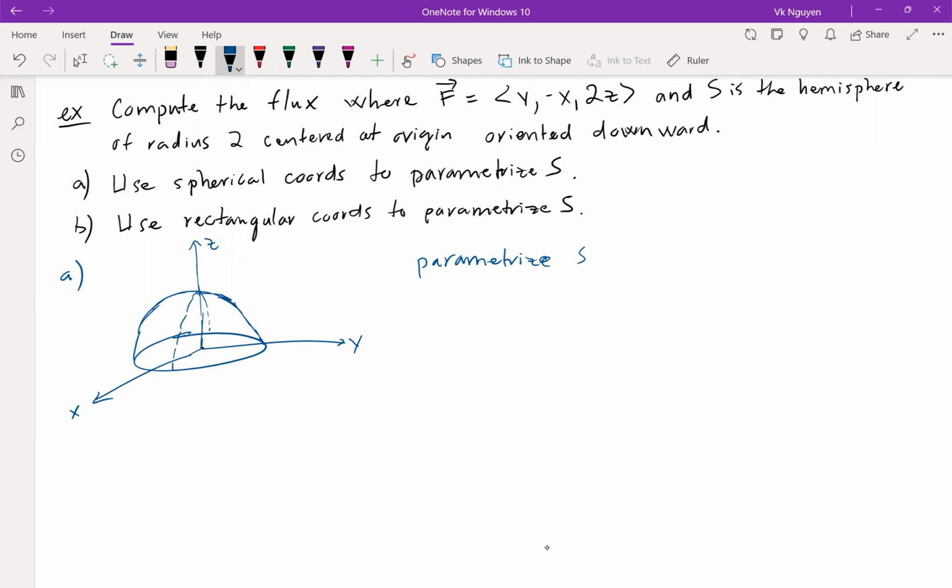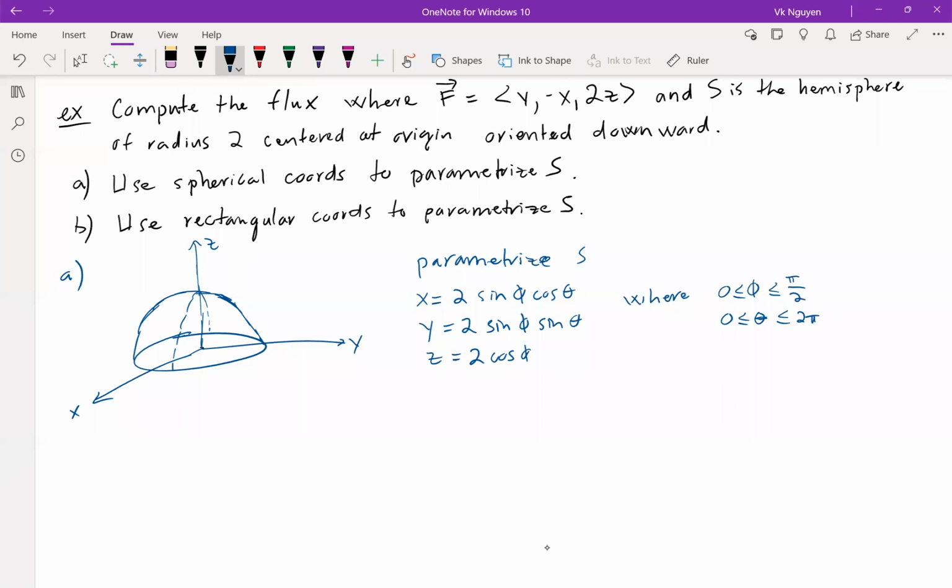Well, most of you should be able to do this. It's spherical coordinates. So x is equal to radius 2, so 2 sine phi cosine theta. y is equal to 2 sine phi sine theta. And then z is equal to 2 cosine phi, where, gotta get a boundary here, phi is from 0 to pi over 2 because it's only a hemisphere. Theta, well, you got to do the full circle, so 0 to 2 pi.